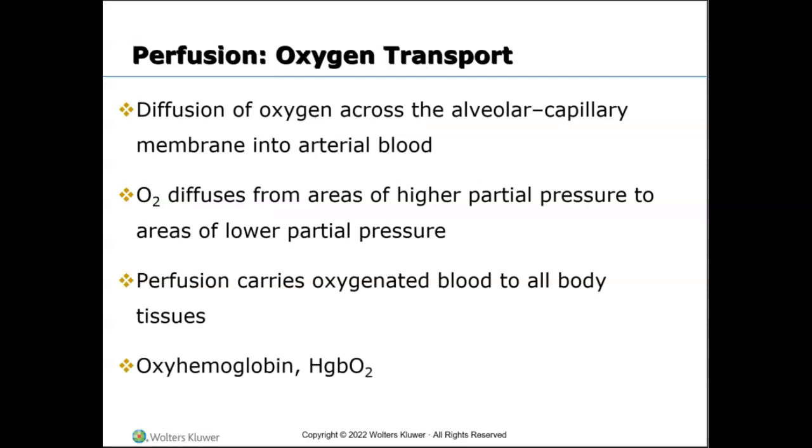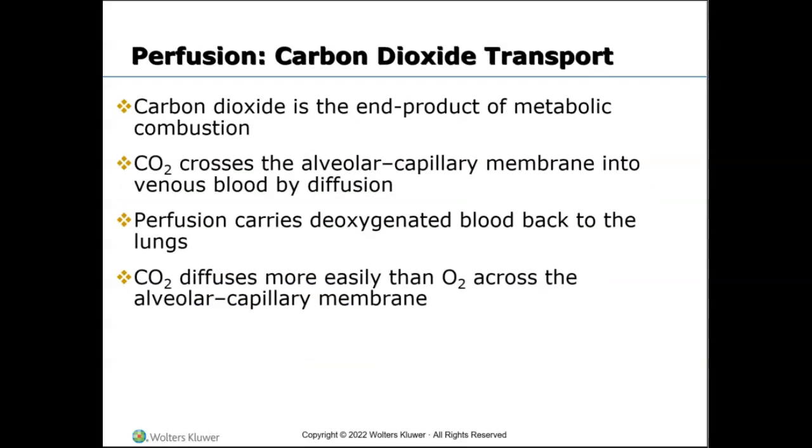Perfusion is when oxygen crosses the alveolar capillary membrane into our arterial blood by diffusion. You need to know that. Perfusion carries oxygenated blood to all body tissues. O2 diffuses from an area of higher partial pressure to an area of lower partial pressure. O2 is transported to the cells of the body by combining with the hemoglobin in the plasma proteins, RBCs. This combining is called oxyhemoglobin, right? A little bit from A and P too on that last note.